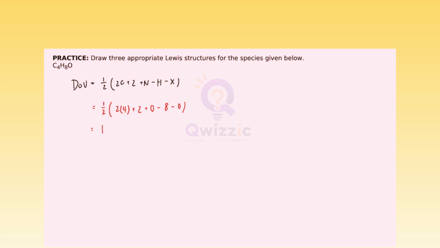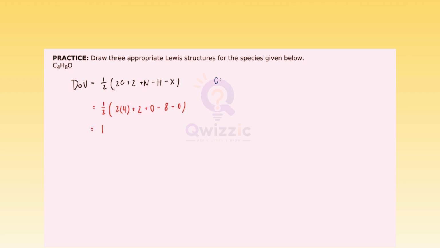So the given molecular formula corresponds to a structure with one element of unsaturation, which can be a ring or a double bond. To draw 3 appropriate Lewis structures for the given molecular formula of C4H8O, with O for the oxygen, we first need to determine the total number of valence electrons. So let's calculate that as well.